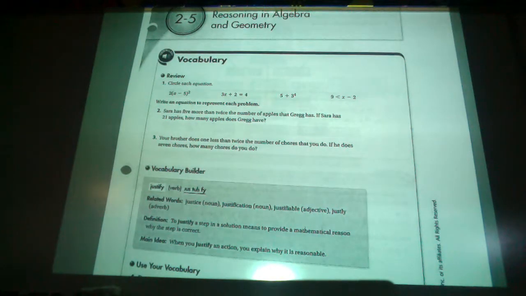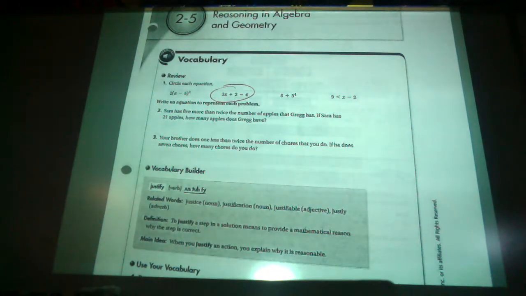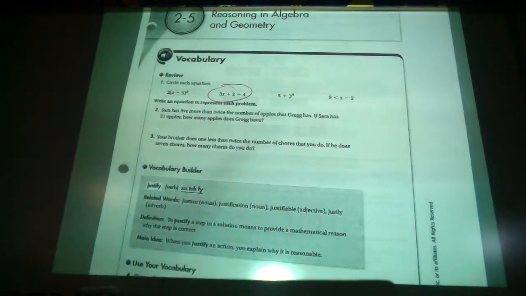Some important things. First of all, circle an equation. There's only one of those things there that's an equation. What's the only thing that has an equal sign? This is the only one that counts as an equation. This is an inequality. These two are expressions. So an equation has an equal sign. And we're not going to do 2 and 3 today because we're short on time.